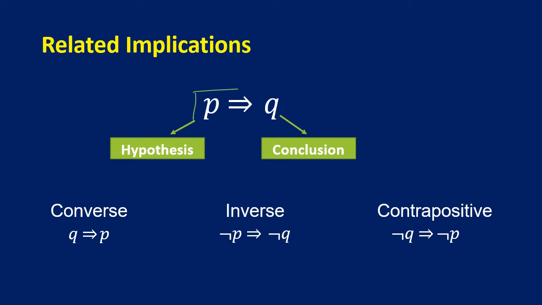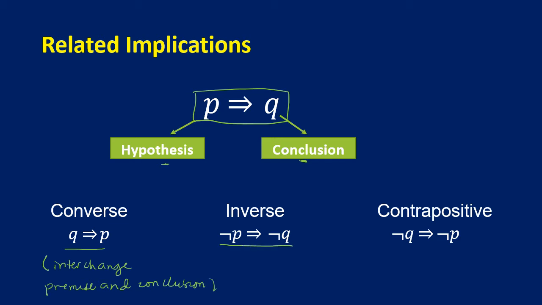So we started with this one, the implication if P, then Q. Remember this is the hypothesis and this is the conclusion. We have three related implications. The first one is the converse. What happens with the converse? For the converse, the hypothesis and the conclusion get interchanged, right? Interchange the premise and conclusion. For the inverse, what happens? You just negate both premise and conclusion, right?